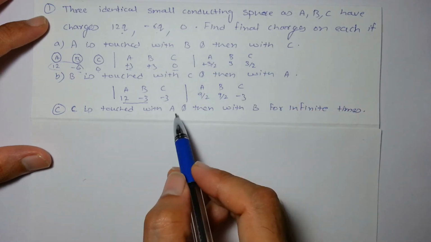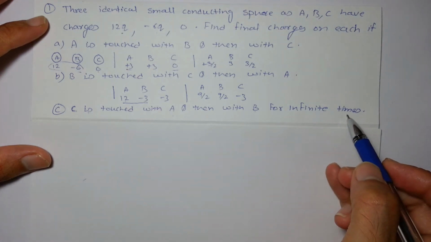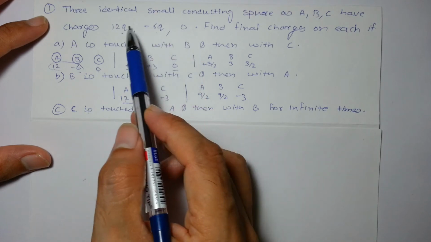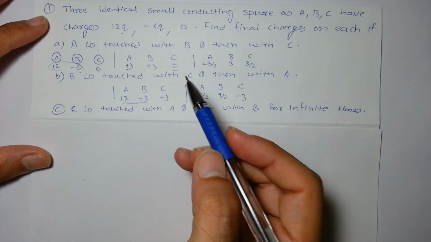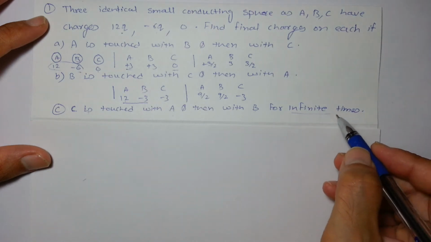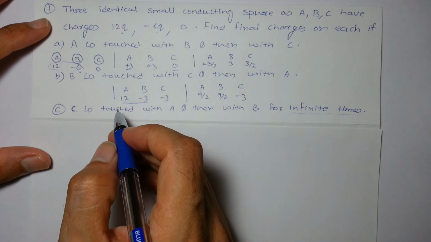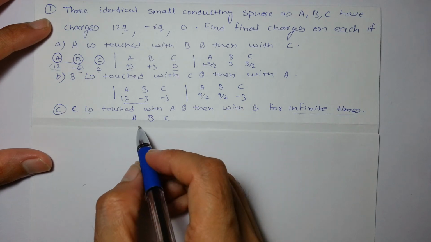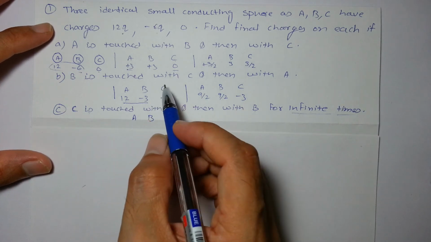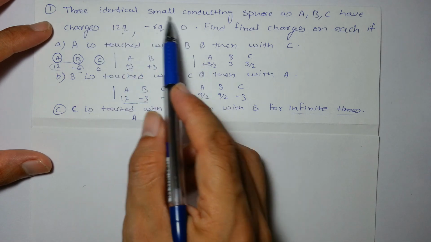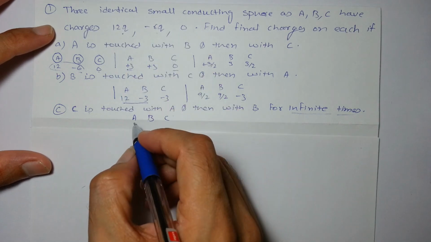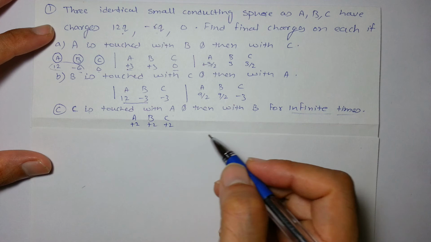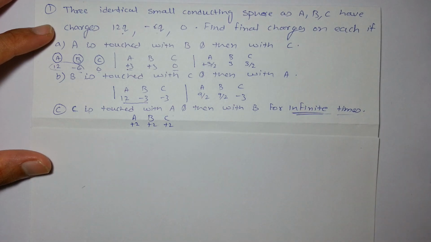In the next part, C is touched with A then with B for infinite times. So we are taking C, touching A, then B, then A, then B, then A and B. By doing infinite repetition among themselves, the final charges on each will be equal, and that is 1/3 of the total charge on the system, which is +6. So 1/3 of +6 is 2, 2 and 2, the charge on each after an infinite number of repetitions.